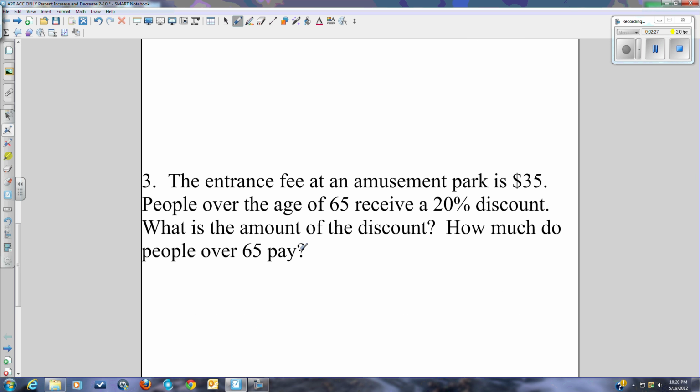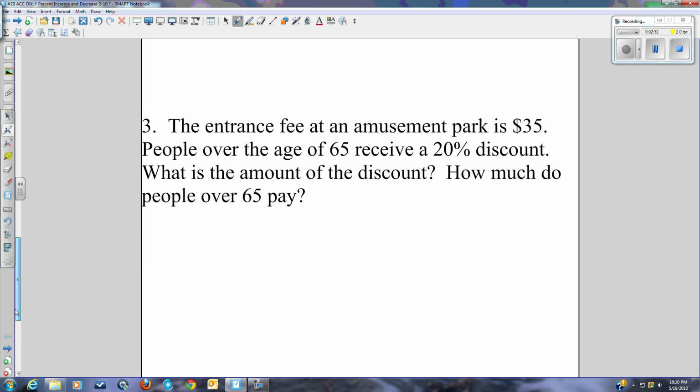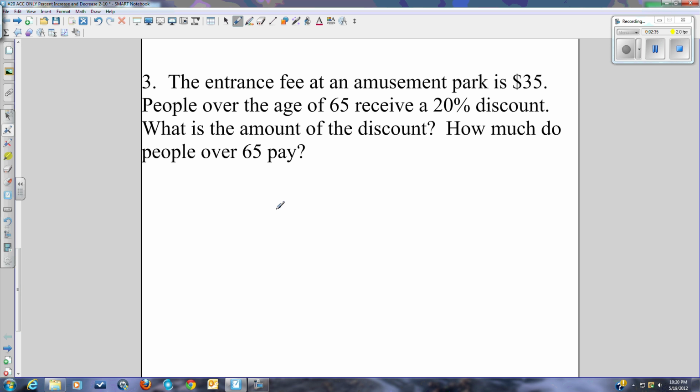Let's move on. The entrance fee at an amusement park is $35. People over the age of 65 receive a 20% discount. What is the amount of the discount and how much do people over 65 pay? So this is going back to some problems similar to what we did before. So we're looking to find 20% of $35. So we've done this in our previous lessons. 20% we write as 20 over 100. Whatever follows the word of goes in the denominator, so this is 35, and our x goes in the numerator.